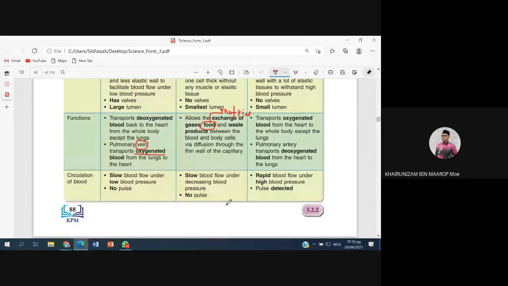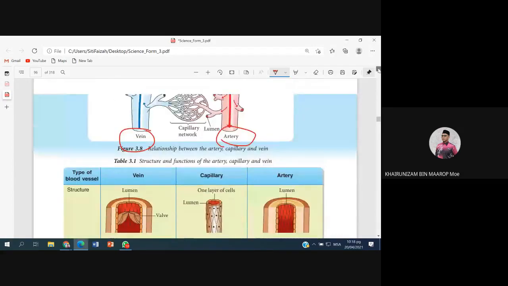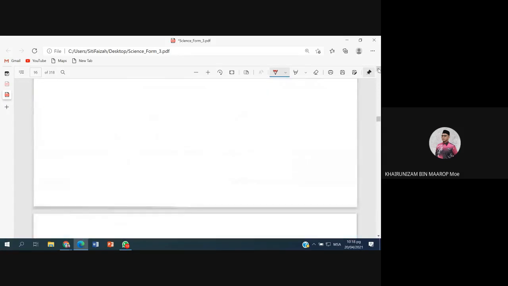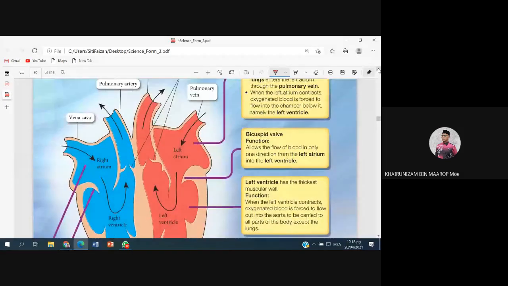Okay. So if you look at here, one more thing I forgot to tell you about this one. Why is this part the pulmonary artery? Because the blood flow here is at high pressure, because the right ventricle will pump the blood here, and then it flows to the pulmonary artery at high pressure. That's why it's a pulmonary artery.